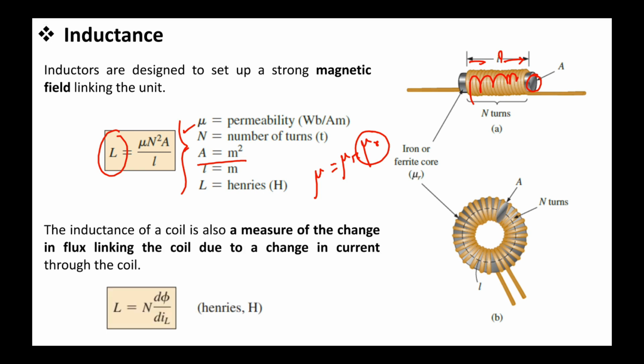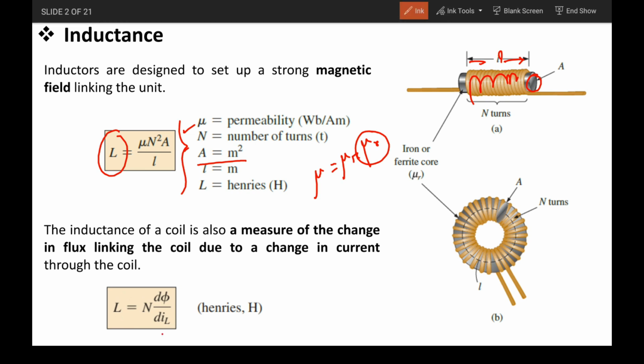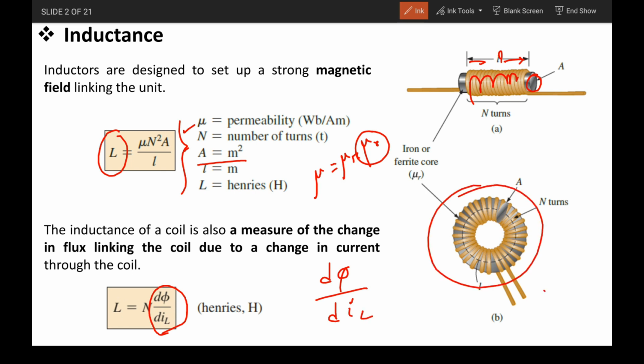Now we can also say this inductance is associated with a change in current and the change in flux density. So we can write the change in flux with respect to change in current. Let's say this is the coil through which we are giving a current I_L, and whenever we change the current, the flux will also change. This is associated with the inductance value L. So this is a new formula: L equals N d phi over d I_L.